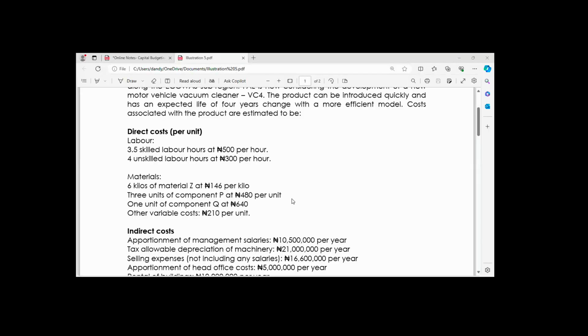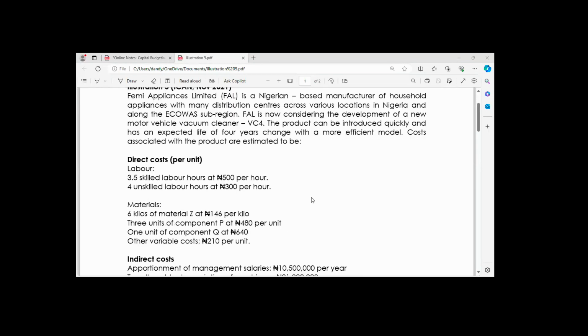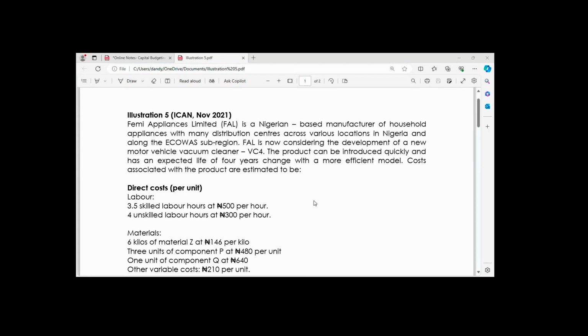So this is going to be the final illustration that we are going to have on capital budgeting. Let me know if you can see my screen. Can you? We can see it, sir. All right, then. So the last illustration.